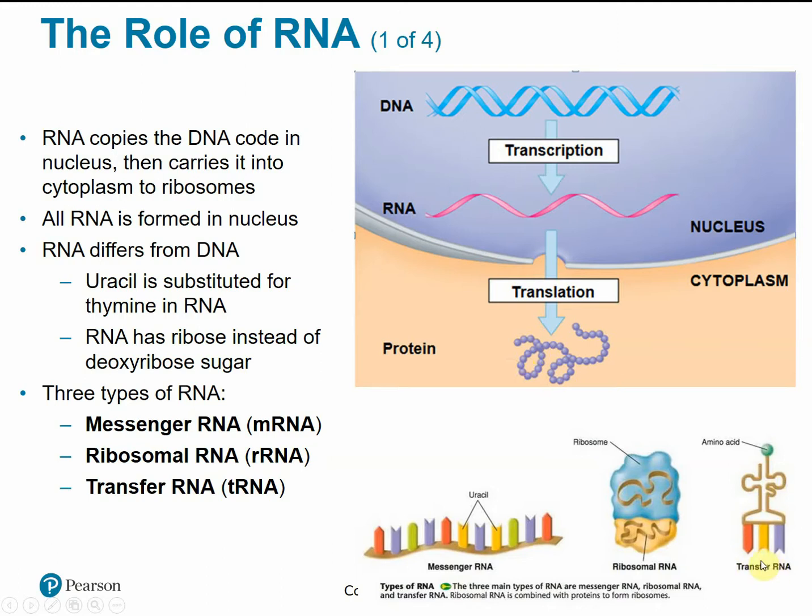So transfer RNAs or tRNAs have anticodons, right? So we said the genetic code is read 3 letters at a time. It's called a codon. So the way that we know which amino acid is coded for by each codon is because the tRNA will have an anticodon that will complementary base pair to our mRNA and deliver that amino acid.